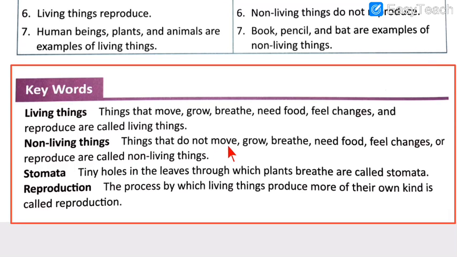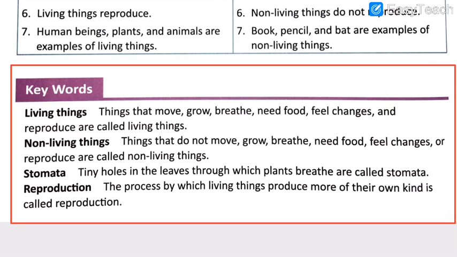Things that do not move, grow, breathe, need food, feel changes or reproduce are called non-living things. See, there is only a hairline difference, which again makes a vast difference obviously, but in the writing there is only a minor difference. With the definition of living things, you just have to add "do not", and that will make the definition for non-living things.